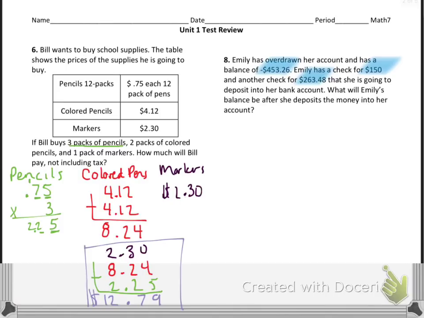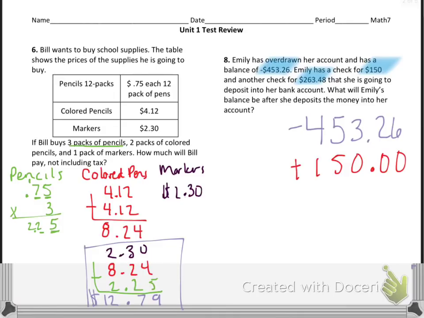So remember, your bank account has a running total. So you add together all of the numbers in your bank account. Anything that you take out is going to be negative. Anything you add in is going to be positive. So she had a negative balance of this to begin with. But then she added a check. Remember, checks are her money, that's positive value.